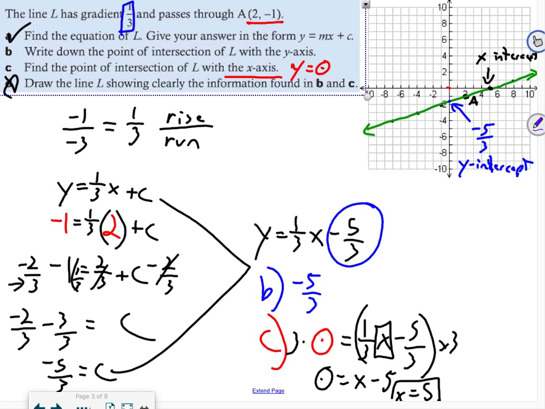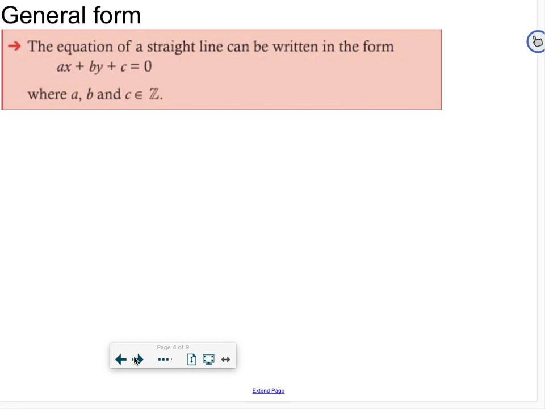And that's it for that example. So let's go to the next one. Okay, so the next thing we're going to talk about is general form. So sometimes an equation of a line is going to be given to us in our general form. We're going to be asked to give it in our general form.